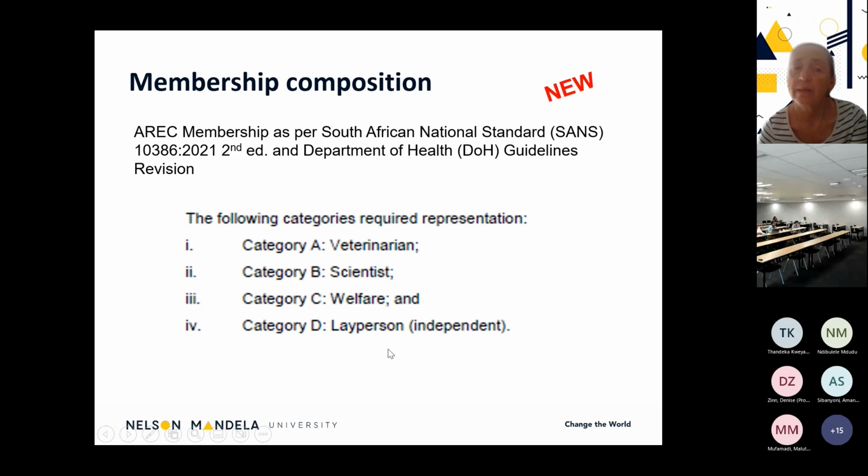Okay, so that is a very strict constitution of the committee. It has to be like that. So we cannot meet if there's not a vet that day in the meeting. Then we can't meet. It is that strict.